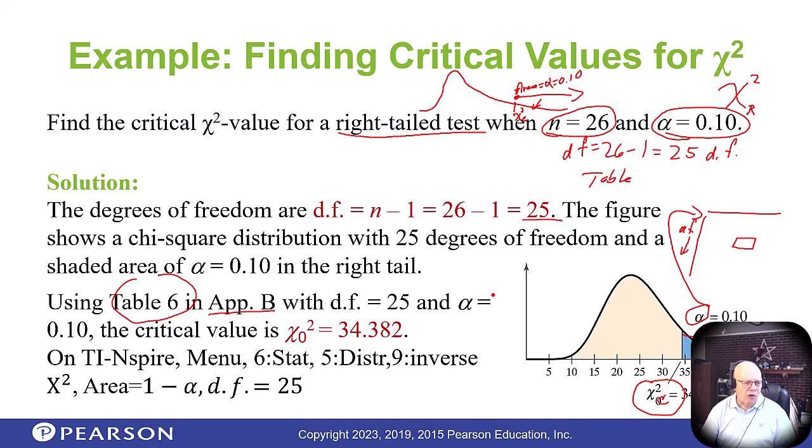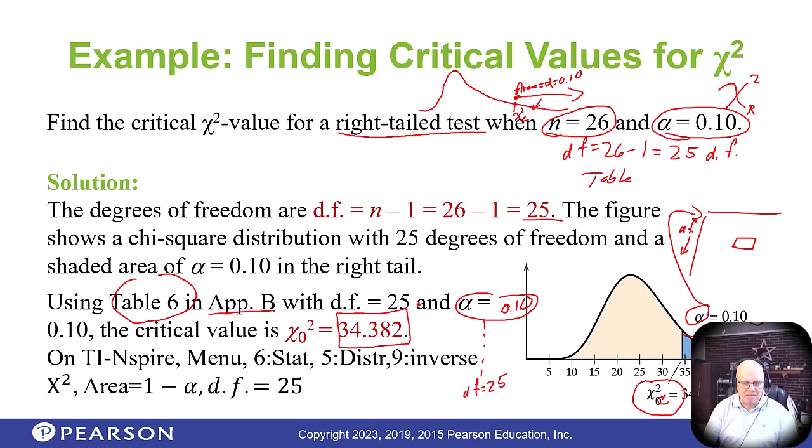Remember, across the top, look for an alpha value of 0.10. Go down on the left side to a degree of freedom of 25. At the intersection, you should find this number, and that's your critical value. So try that. In fact, hit pause. Try it yourself. Even though you've seen the answer, try it yourself. If you don't get it, try it again. Try it a third time until you actually find it. If necessary, stop by the office and I'll show you.